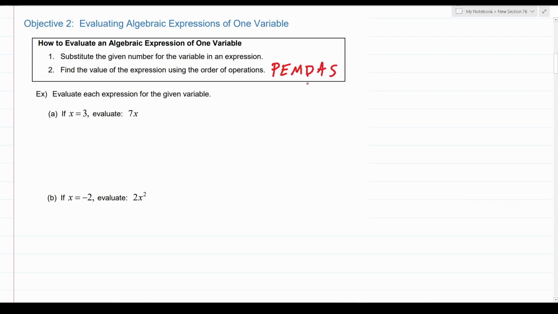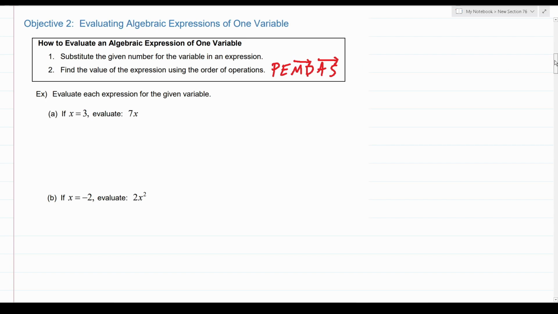PEMDAS stands for parentheses, exponents, multiplication, division, addition, subtraction. The order of operations tells you the order in which you simplify algebraic expressions. That is to say, you do what's in parentheses first, you do exponents next if there are any, then you do multiplication and division as they appear in the expression from left to right, and finally you do addition and subtraction as they appear from left to right.